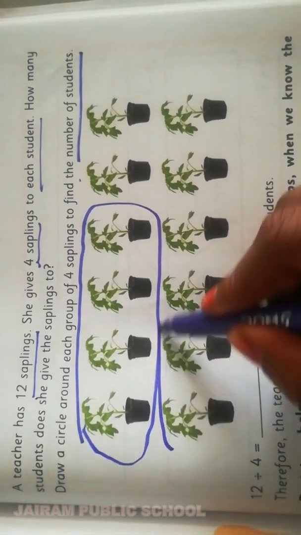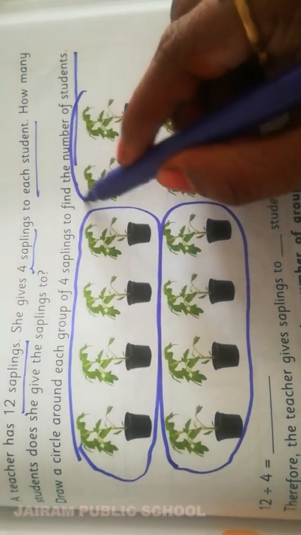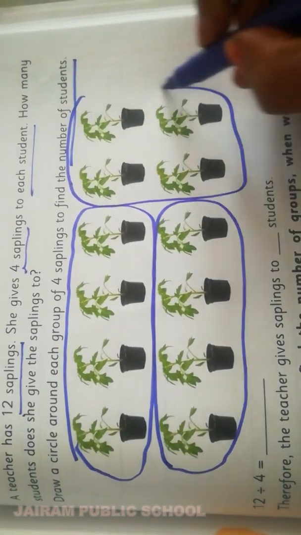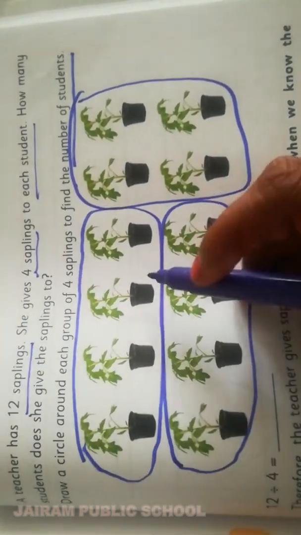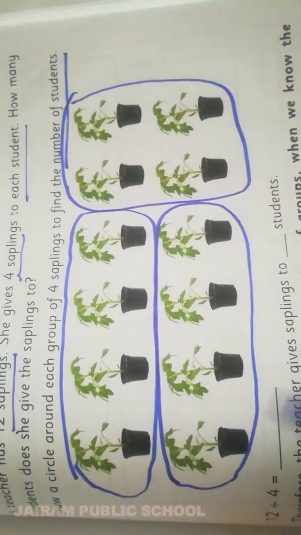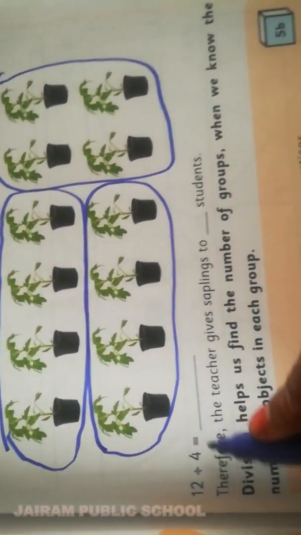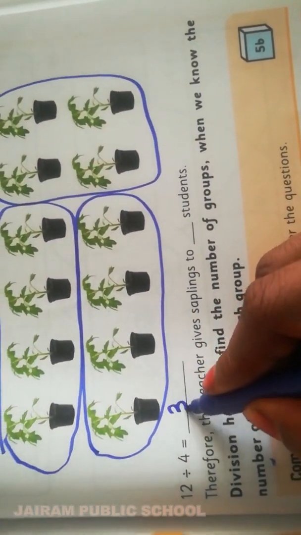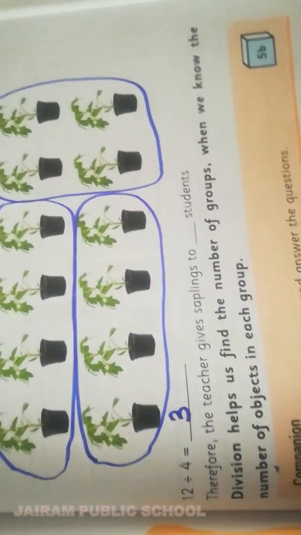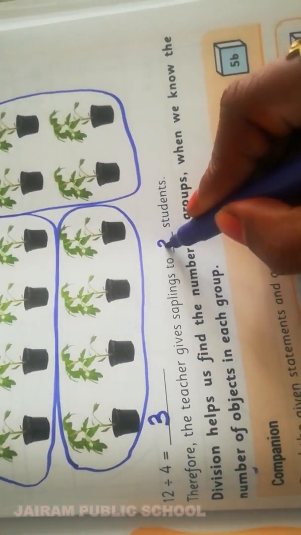The second group. Then, the third group. So, one student, second student, third student. So, 3 students will get the saplings. So, 12 divided by 4 equal to 3. 3 groups of that. Therefore, the teacher gives saplings to 3 students.